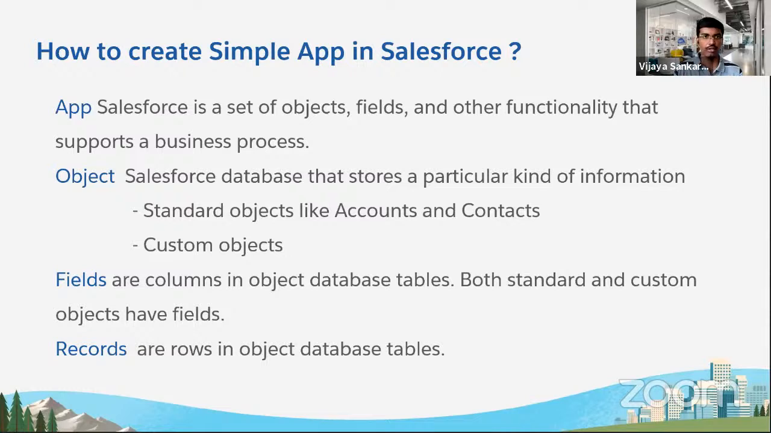I'll give a short demo on that, so you get to know what an app is and what an object is. At Salesforce, we have all the basic information available. As I mentioned here, a Salesforce app is a collection of objects, which means a database is a collection of tables. So an app is a collection of objects, and objects will have fields and then records. Maybe I'll just quickly share the screen of Salesforce.